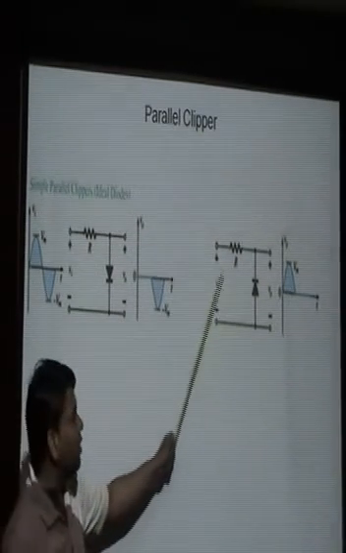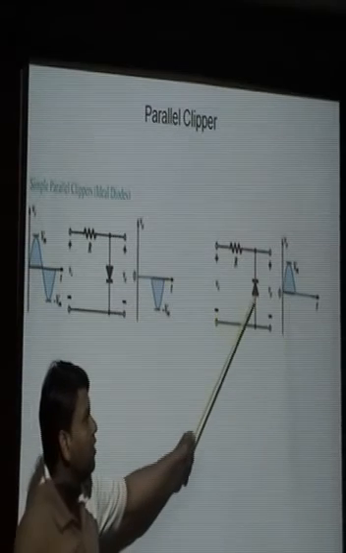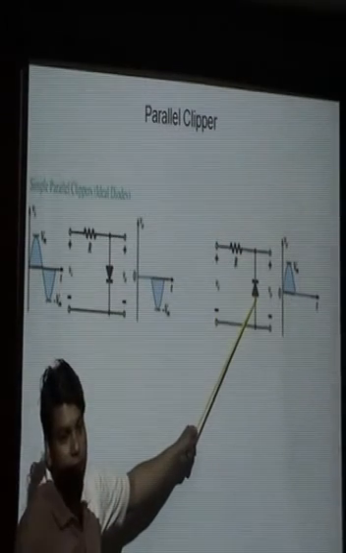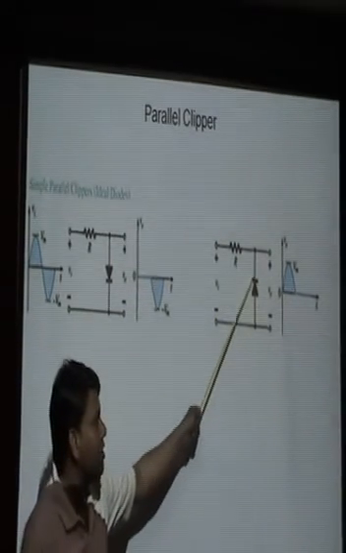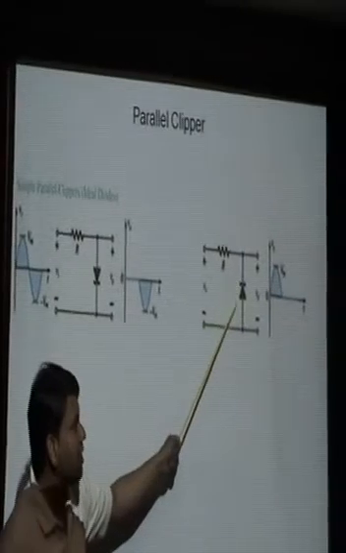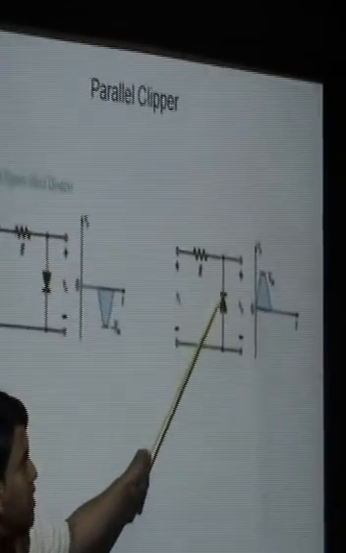Similarly, for the second circuit, for the positive half cycle, there is a diode which is reverse biased in nature, and if this is reverse biased, then it acts as an open switch. If this is an open switch, that means Vi directly appears across V0. So this is the waveform for the positive half.